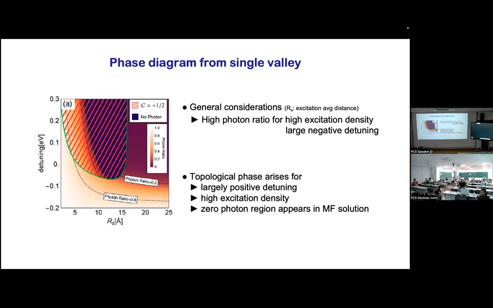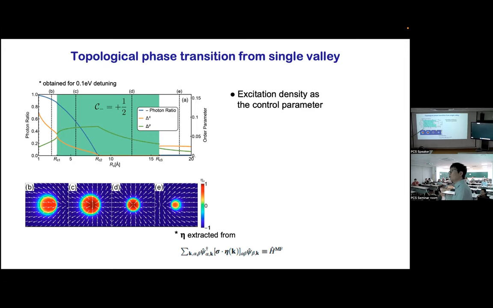Yeah, so this non-trivial phase occurs largely for positive detuning and rather high excitation density, which means small RS. And this is something that came out in the mean field calculation. We do find a region where the photon density goes down to zero. And this is a plot we have worked out for a fixed value of the detuning parameter, varying only the excitation density.